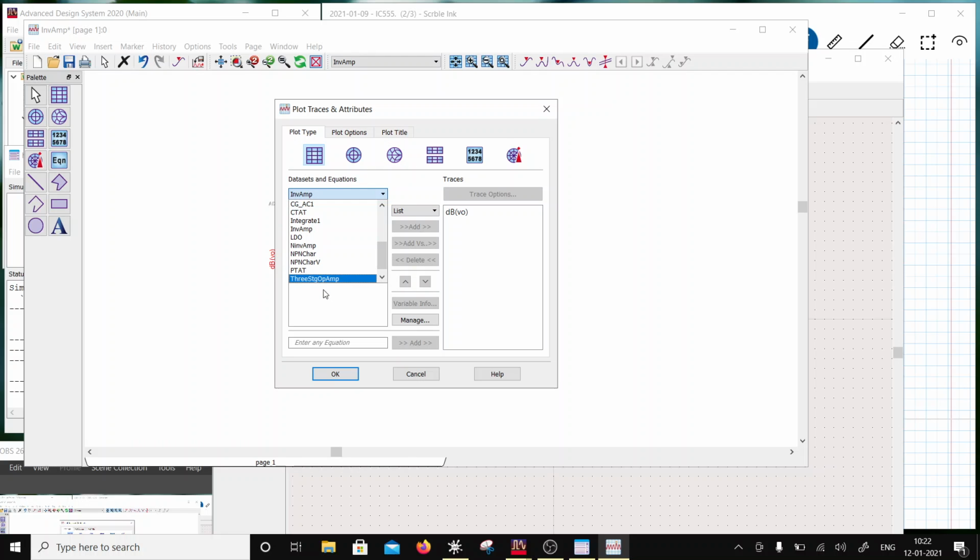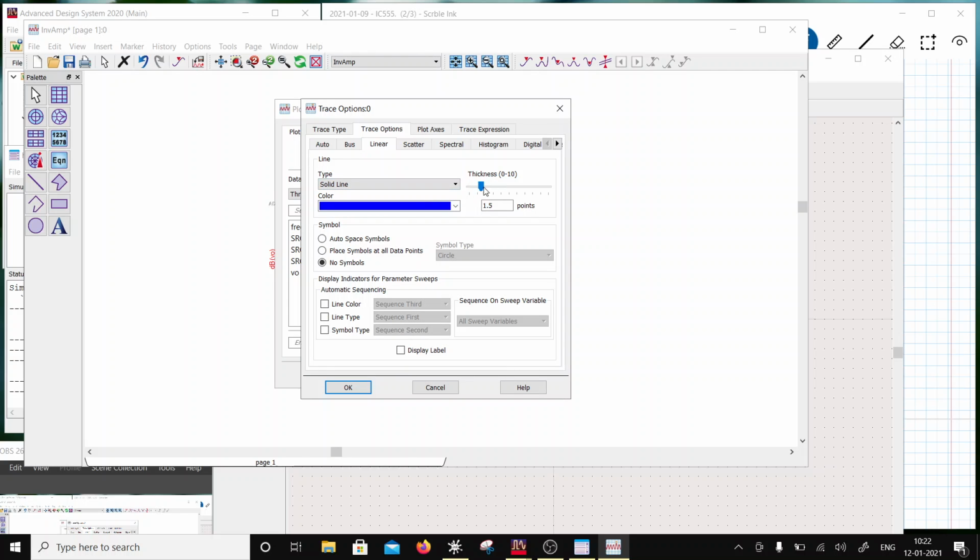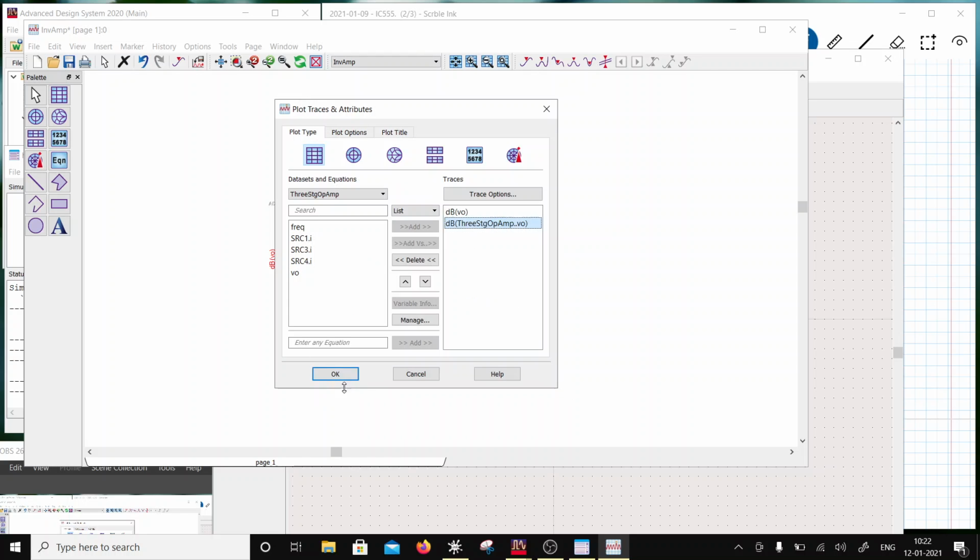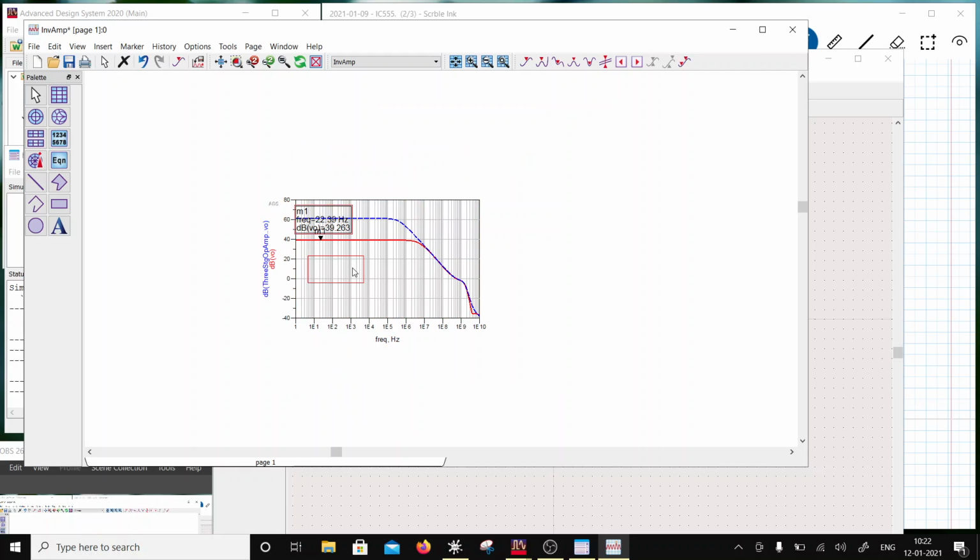And next what I'm going to do is display here the open loop OpAmp, which is the 3-stage OpAmp. I'm going to put here its gain, and this one I am going to make blue and dashed. So now you can see we had a 60 dB gain, and now it is minus RF upon R1, which is going to be a ratio of 100 or 40 dB.